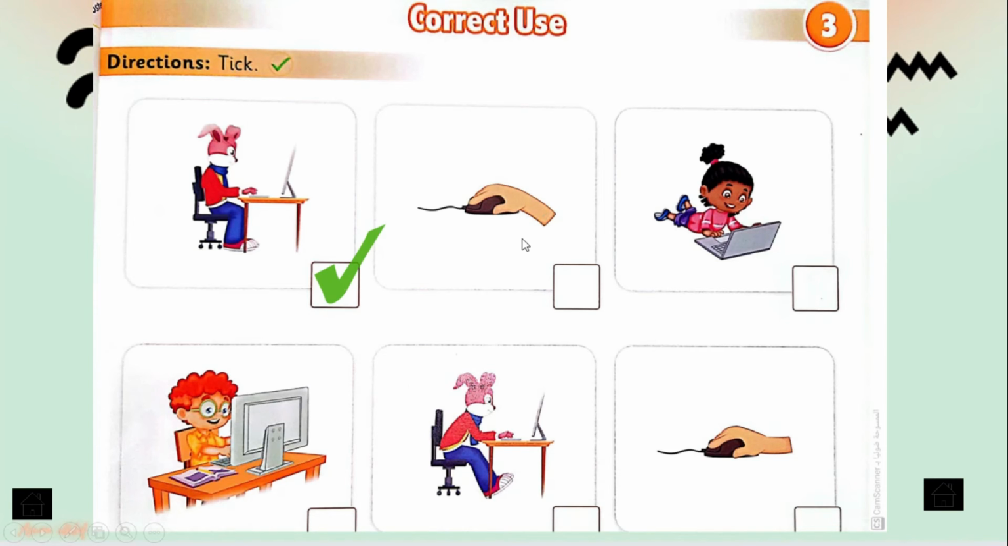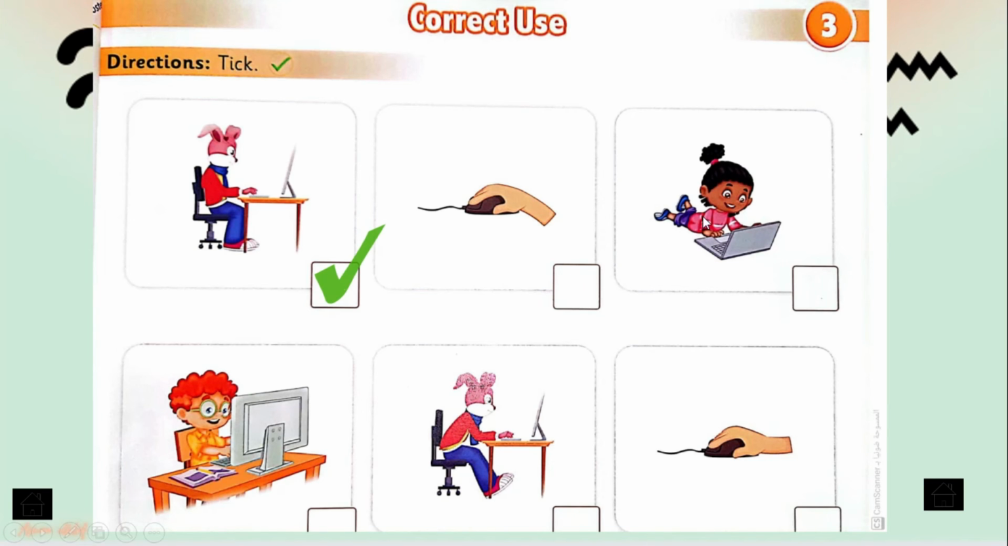What about this? Is he using the mouse correctly or no? No, of course. Look, the hands go down. He will hurt his hand. So you have to use the mouse correctly like that. This is X.